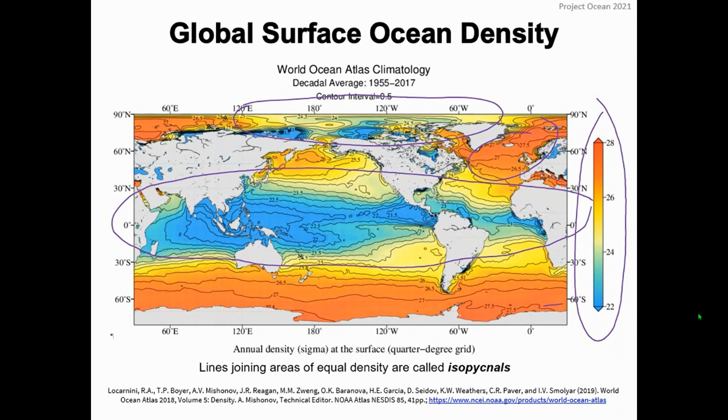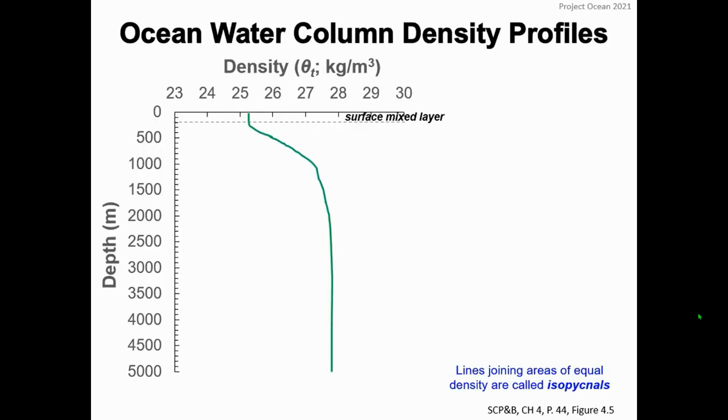But looking at this, it's pretty obvious that temperature is doing a large role of controlling density structure. Now, lines adjoining areas of equal density are what we call isopycnals. I want you to tuck that term into your memory. We'll define that more when we start to look at density-driven circulation when we're in person in Chestertown during the Project Ocean course. As with salinity and temperature, let's take a look at an ocean water column density profile. Again, this is a generalized typical profile one would expect. You can find variation on this based on local conditions.